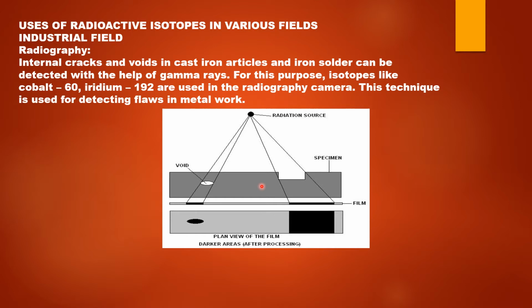Otherwise our naked eye will not be able to see these flaws or the defects in the material. So internal cracks and voids in cast iron articles, iron solders can be easily detected with the help of gamma rays, and this is done with the help of isotopes of iridium 192, cobalt 60, which are used in the radiography camera. So with the help of these radioactive isotopes, flaws can be detected in the metal work.